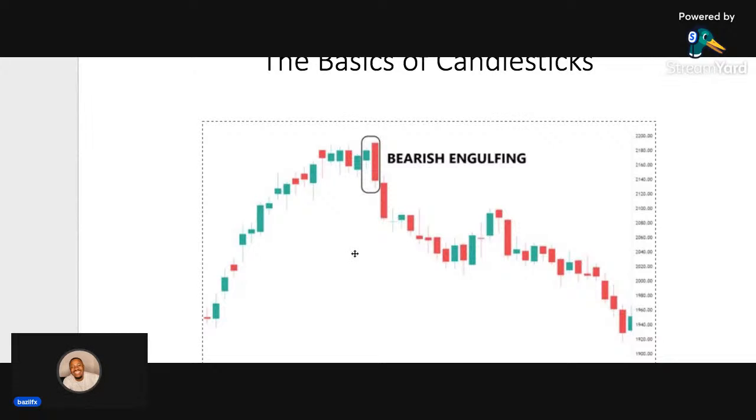So guys, this is called a bearish engulfing candle. We always find it on the top of the market, or let's say on an extreme uptrend when price is about to reverse. So this is what you look for in an uptrend: one of the patterns called a bearish engulfing candle.